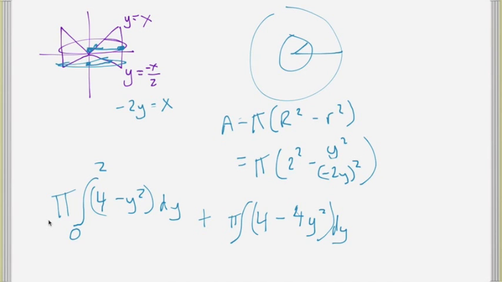And then what are my limits of integration going to be there? Negative 1 to 0. Because this line is at x equals 2. So if x equals 2, then y would equal negative 1 for that bottom function.